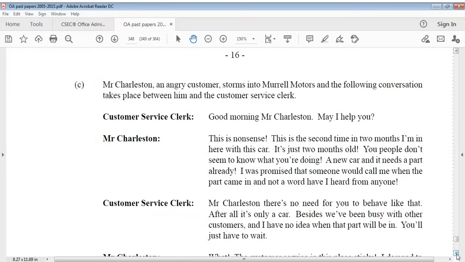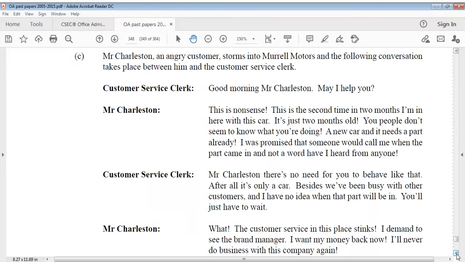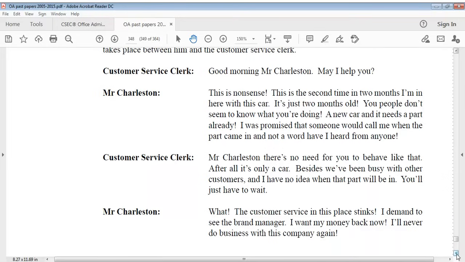Mr. Charleston said, "This is nonsense. This is the second time in 2 months I'm in here with this car. It's just 2 months old. You people don't seem to know what you're doing. A new car and it needs a part already? I was promised that someone would call me when the part came in, and not a word have I heard from anyone."